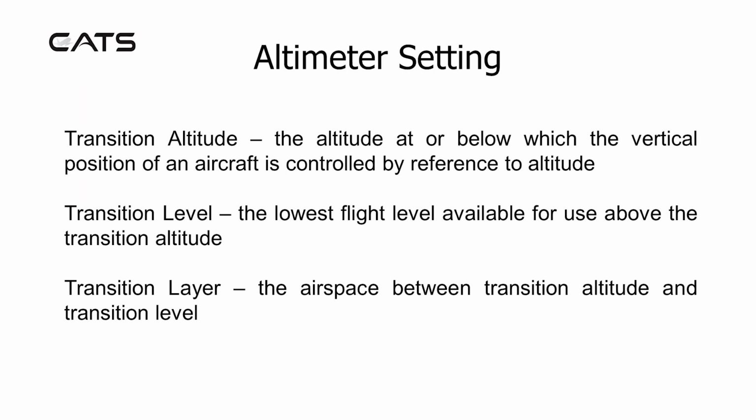Altimeter setting. Transition altitude: the altitude at or below which the vertical position of an aircraft is controlled by reference to altitude. Transition level: the lowest flight level available for use above the transition altitude. Transition layer: the airspace between transition altitude and transition level.